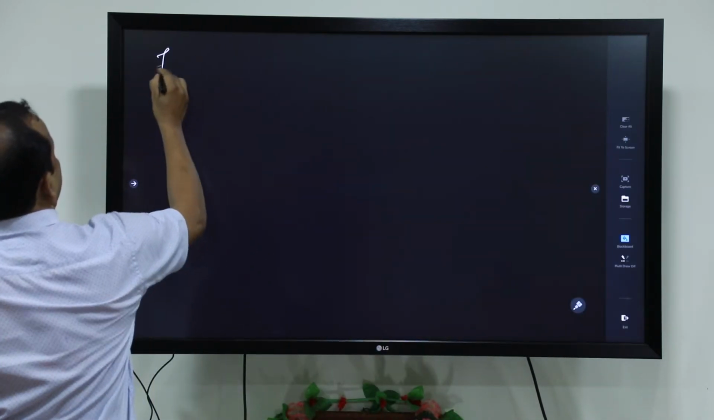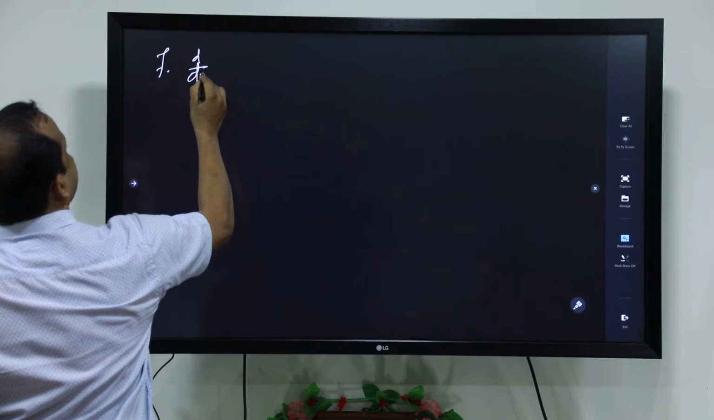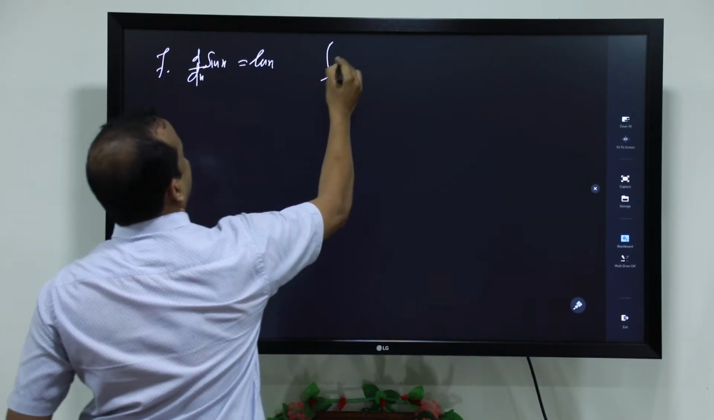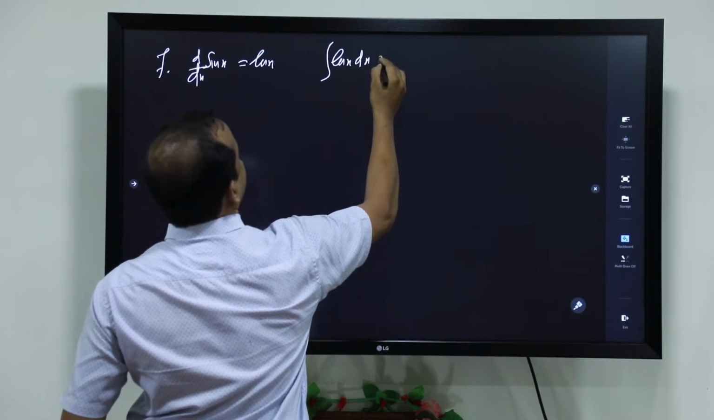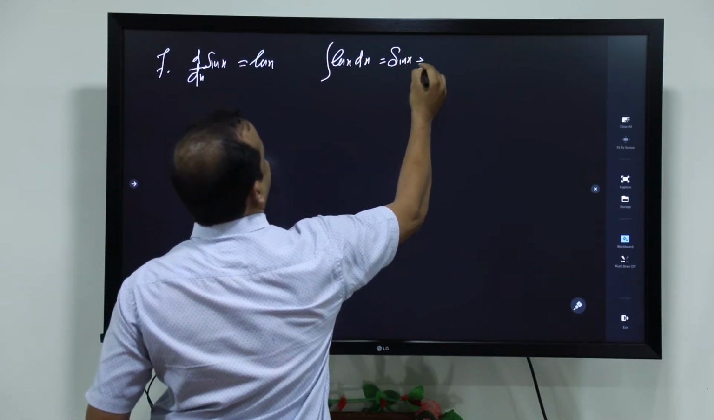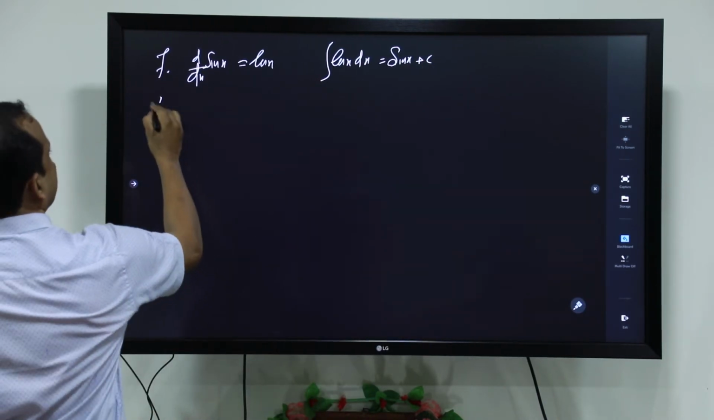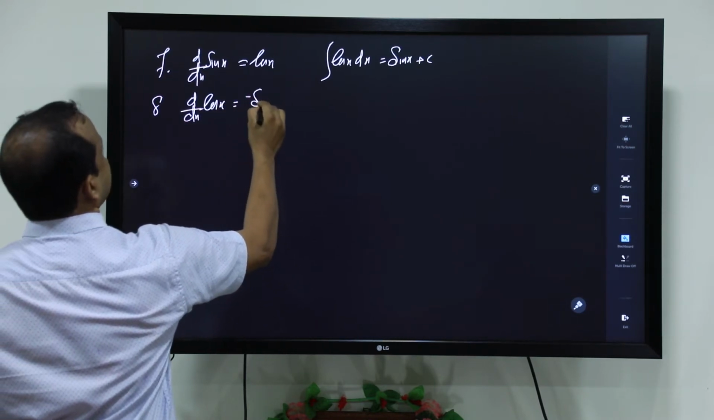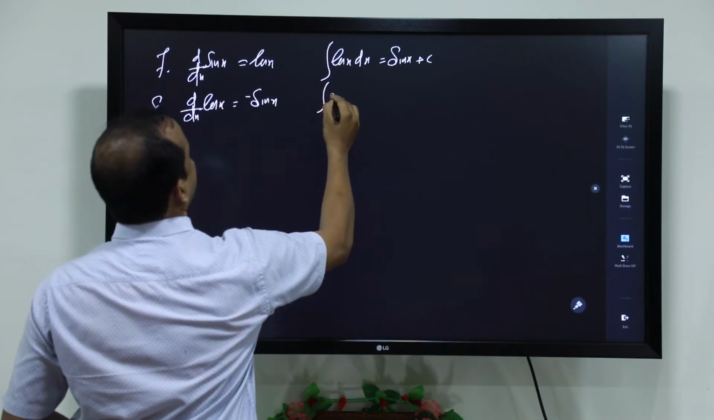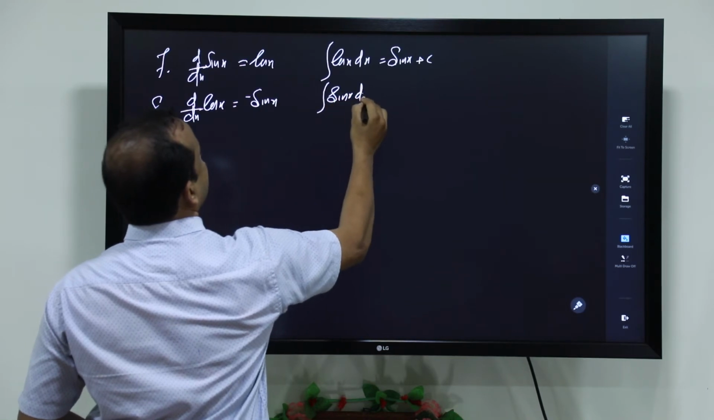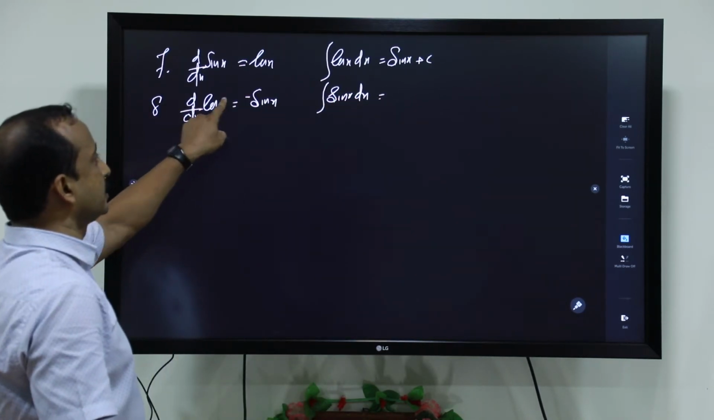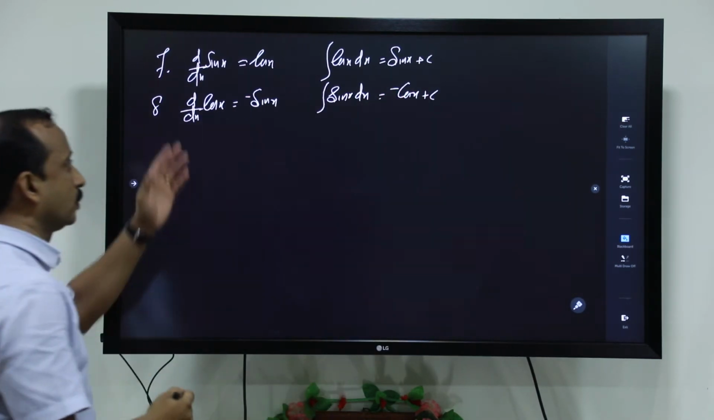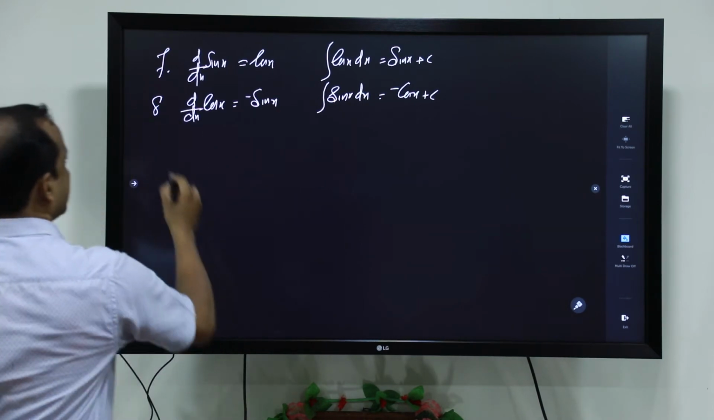Next is 7. d by dx of sin x, you know the derivative of sin x is cos x, therefore integral of cos x into dx is equal to sin x plus c. Then d by dx of cos x is equal to minus sin x, and integral of sin x into dx, answer is, the minus transferred to this function, minus cos x plus c. Integral of sin x into dx, answer is minus cos x plus c.